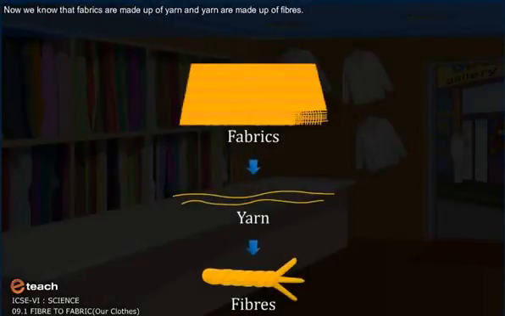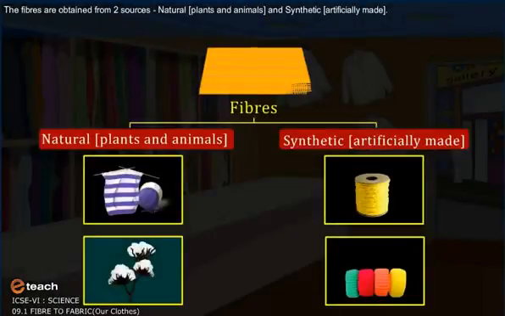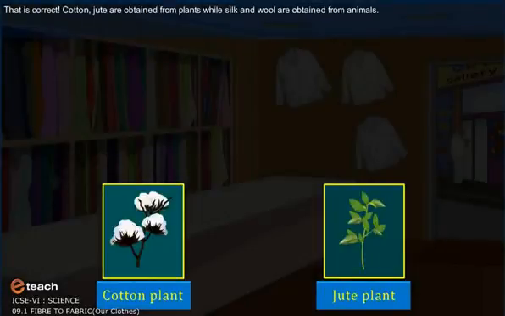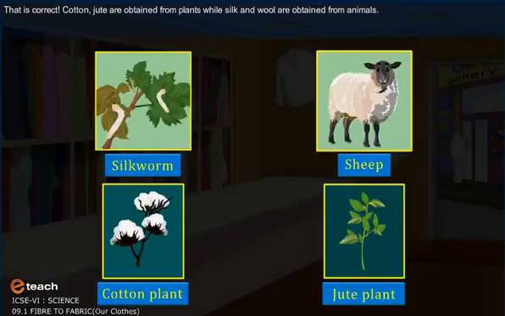Now, we know that fabrics are made up of yarn, and yarn are made up of fibers. The fibers are obtained from two sources: natural, that is from plants and animals, and synthetic, that is artificially made. Let us try to name a few fibers obtained from plants and animals. That is correct. Cotton and jute are obtained from plants, while silk and wool are obtained from animals.